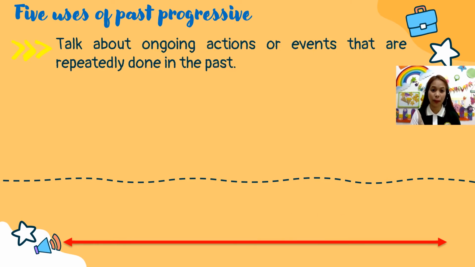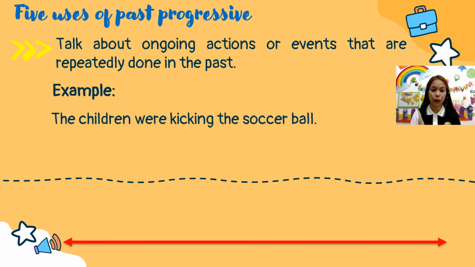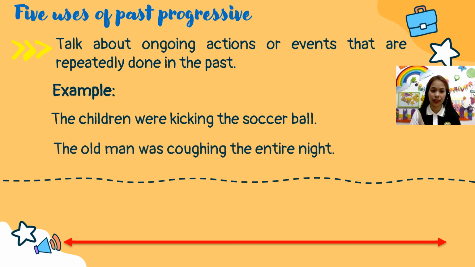Okay, so let's talk about ongoing actions or events that are repeatedly done in the past. For example, the children were kicking the soccer ball. The old man was coughing the entire night. Were kicking and was coughing are both in past progressive tense, okay? So in this example, they were kicking the ball repeatedly during the play. And maybe it only happened during that time, right?